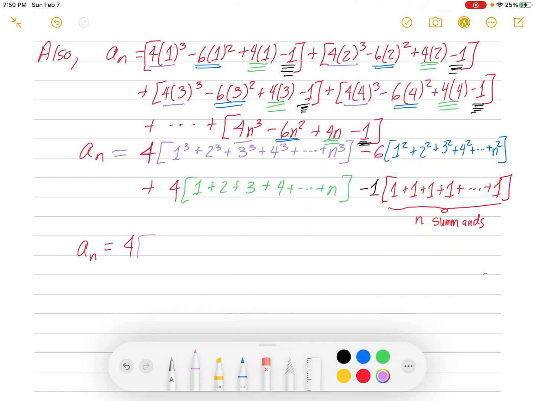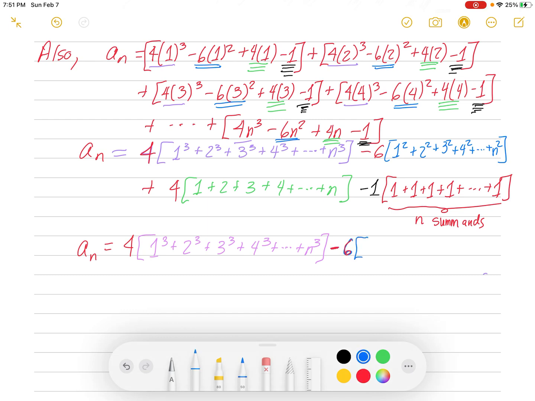So we're trying to figure out what this purple is. We're trying to figure out what this purple is here. So we want to solve for this at some point. Eventually we want to get this purple by itself. Minus 6 times, okay, so that should be red, minus 6 times.